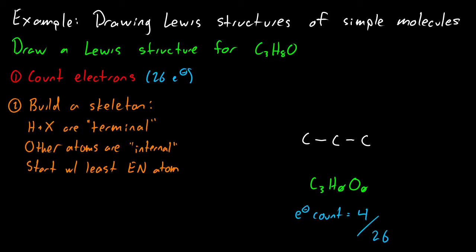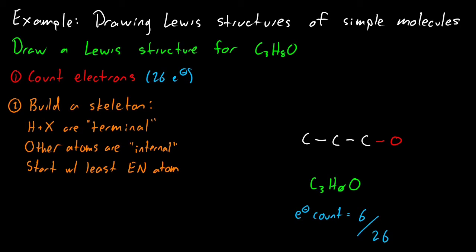Next, I want to move on to the other internal atom, which is the oxygen. Since I have no reason to put it anywhere in particular, I'm going to add it to the end of the chain. Note that I could have added it to the middle of the chain, which would also be a potential valid structure. I've just chosen not to do that. A molecular formula will rarely give us a single unambiguous molecular structure that we can draw. Since I've added another bond, we're now up to 6 out of 26 electrons.